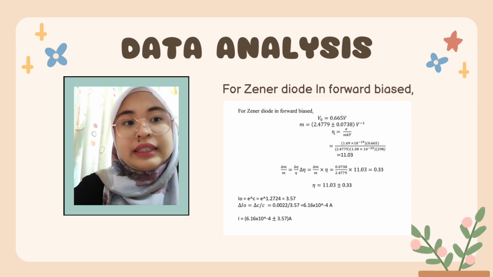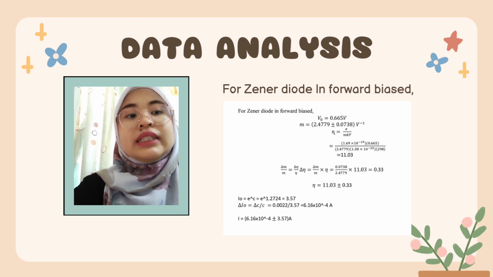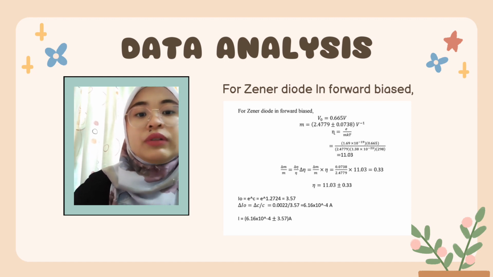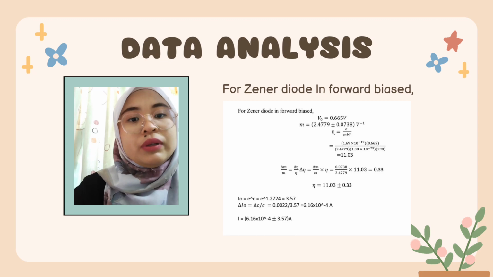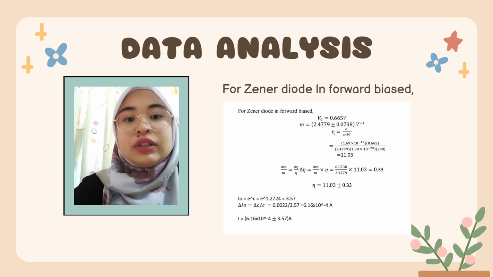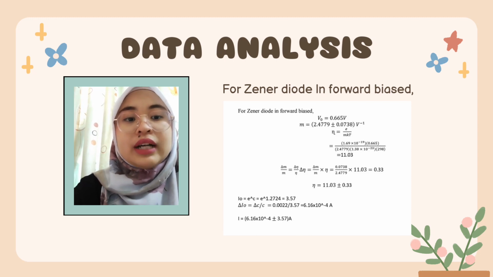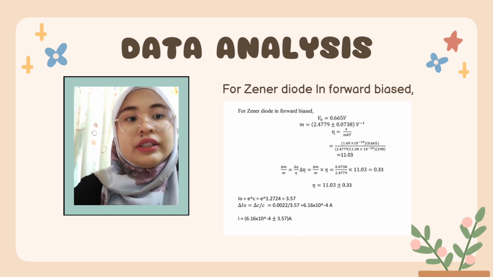And the last one is for the Zener diode in forward bias, and we use the saturated voltage 0.665 volt, and we use the same equation, and we substitute until we get n equals 11.03. Meanwhile, the n uncertainty is 0.33, so the total ratio for the Zener diode in forward bias is n equals 11.03 plus minus 0.33, and we use the uncertainty for the y-intercept to get I equals 6.16 exponent negative 4 plus minus 3.578 for the Zener diode in forward bias.